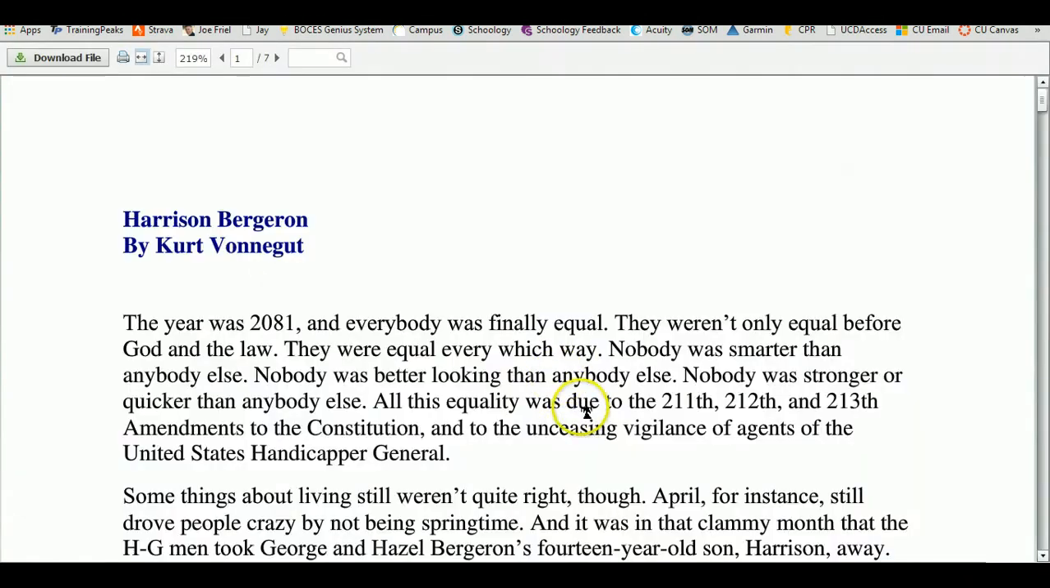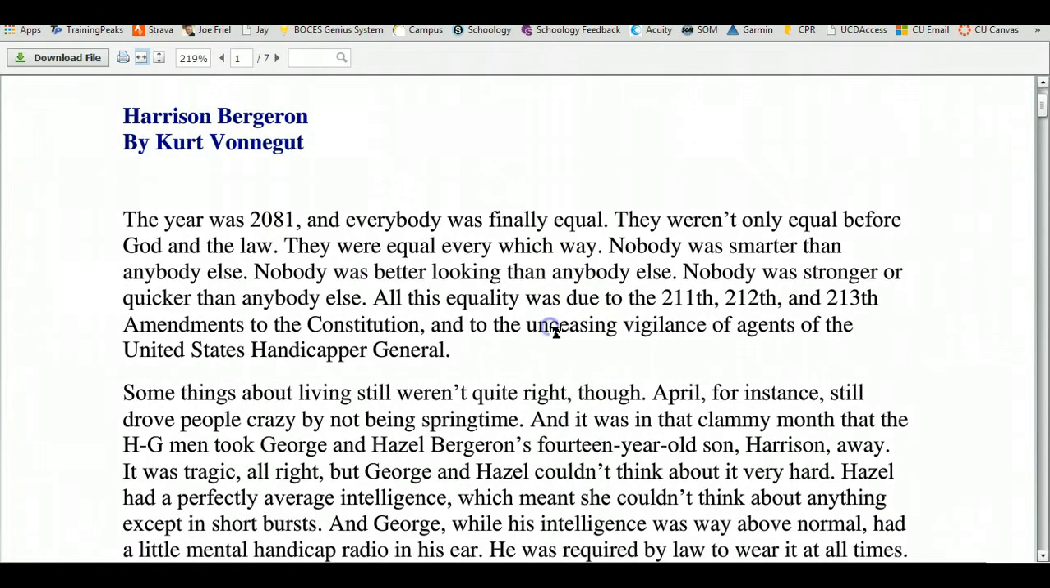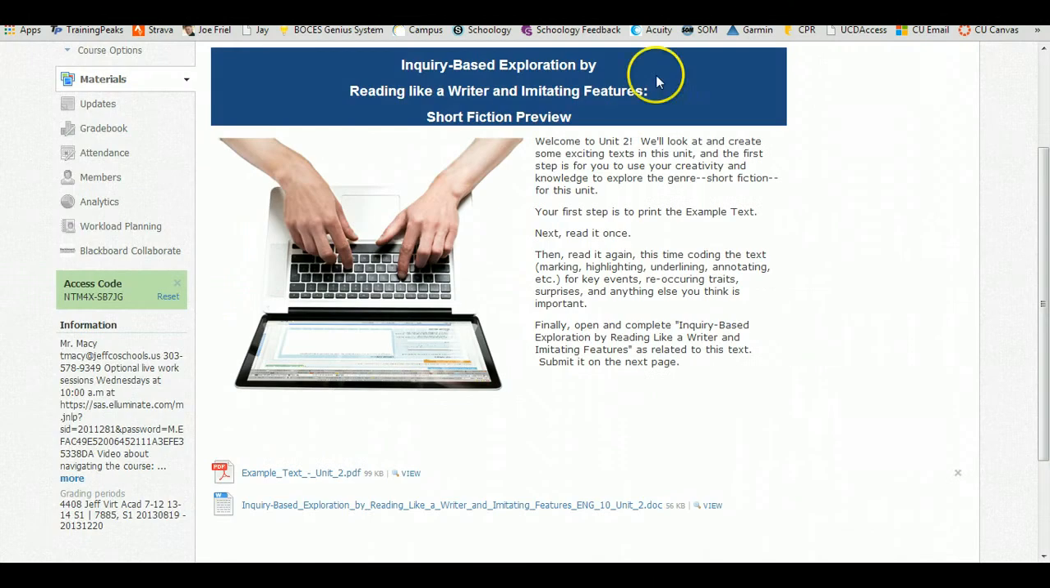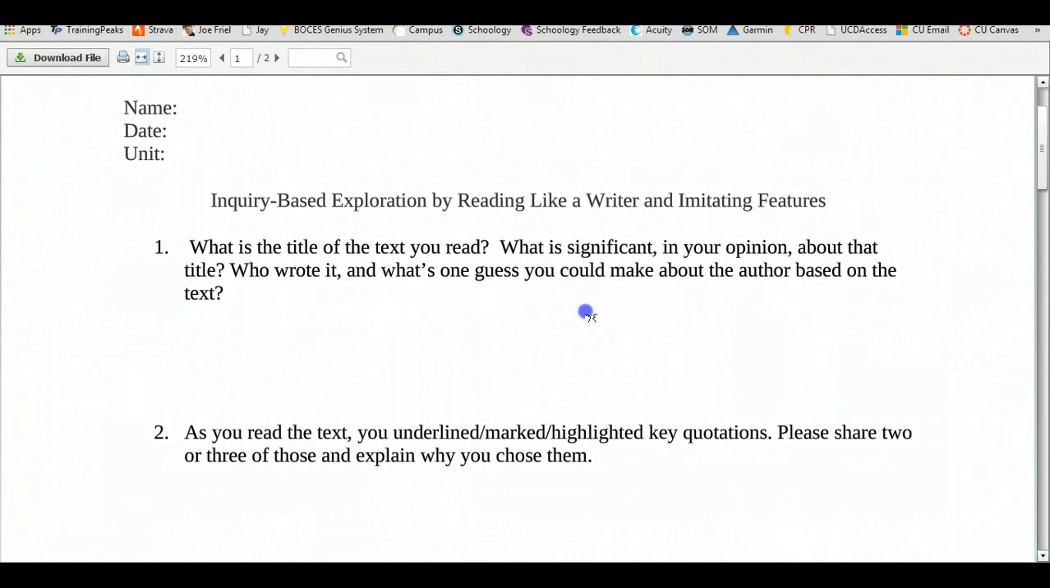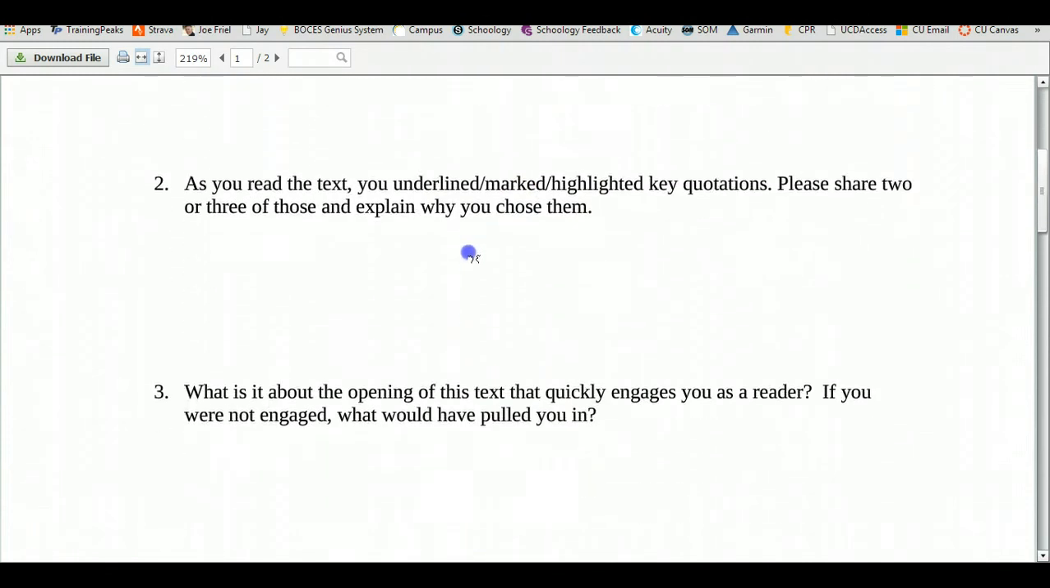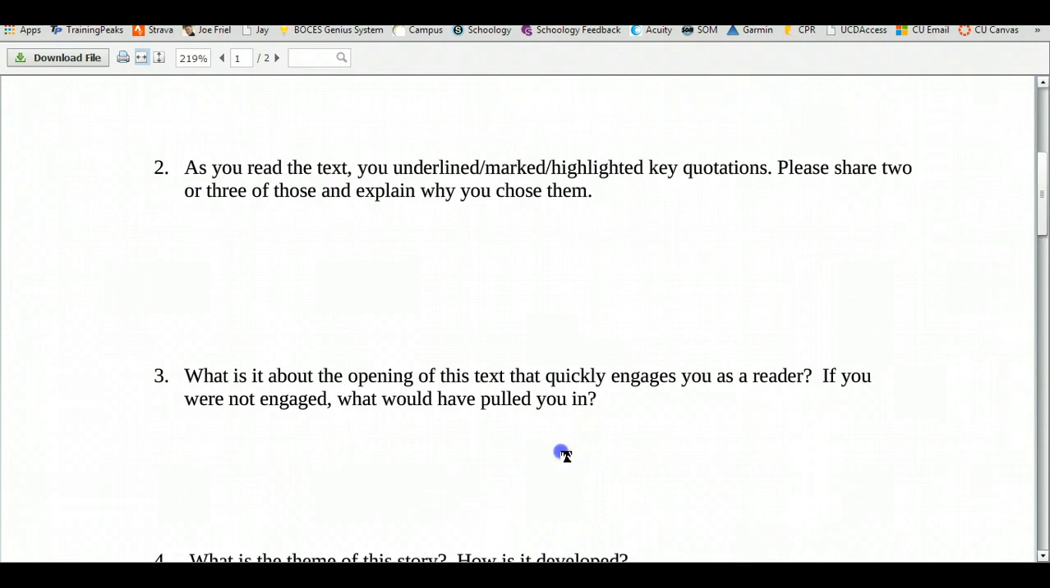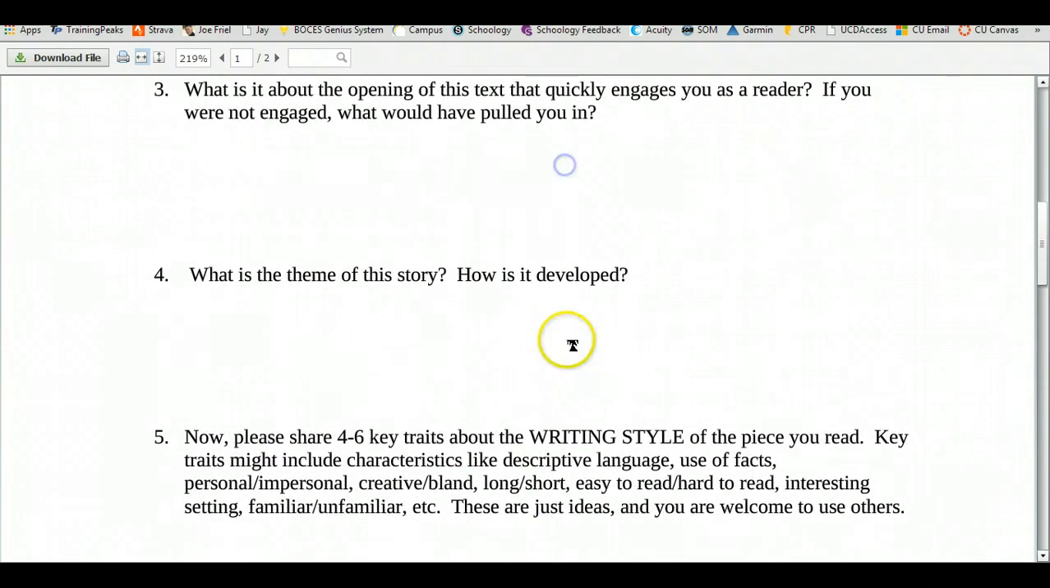Okay, so if we open up, here's the example text, and I'll tell you what, this is a short story. So you're going to read this short story. Like I said, please read it a couple of times, and then your assignment is to answer some questions about the text. So what are some of the traits, the key features of it.